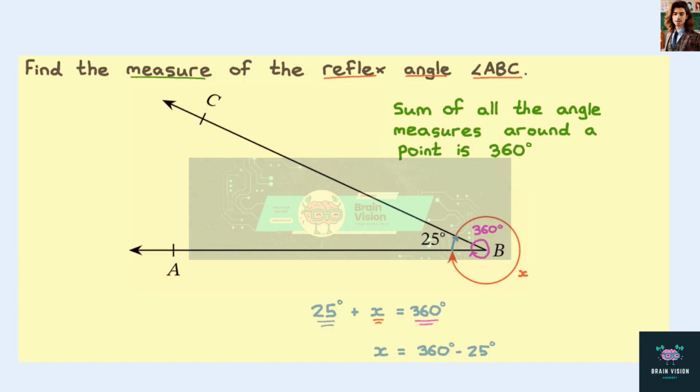We can use the same reasoning to prove a useful general result. All of the angles around a point will be equivalent to a full turn. So, the sum of the measures of all of the angles around a point must be 360 degrees.